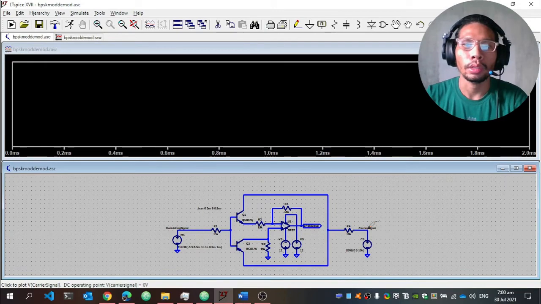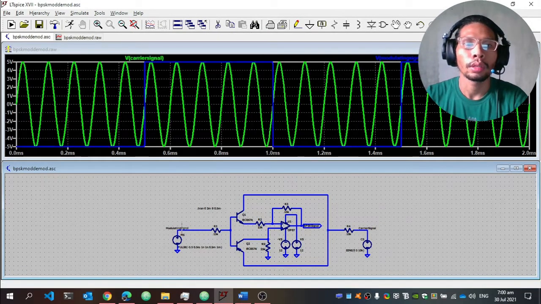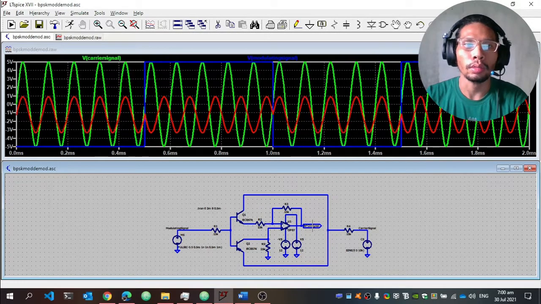Clicking the carrier signal, the modulating signal, and the output signal. This is the BPSK signal, the red sinusoidal wave, with a phase shift keying at the transitions of the pulse of the modulating signal. So next is to build the demodulator circuit for this BPSK modulator circuit.